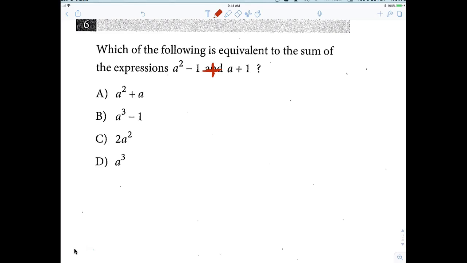A squared is the only term, so the 1 and 1 cancel. The a squared can't be added to anything else. So I know the answer has to have an a squared in it. So I know right off the bat it's not D, and I know it's not B. Because a squared and a can't be added together, the only answer has to have a squared. And the only one with a squared is what? A. I got it. Cool. All right, that wasn't that bad.